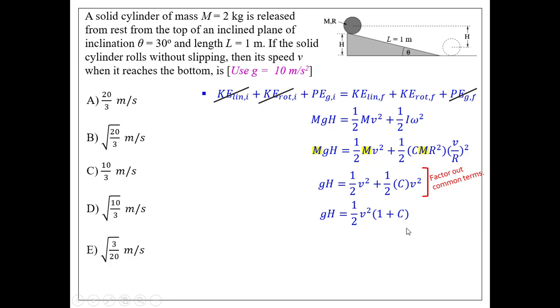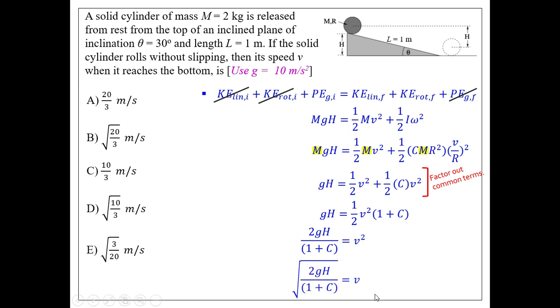So that's just a single term inside of a parentheses. Okay. All right, so multiply both sides by 2, divide both sides by 1 plus C altogether. All right, so therefore, I'm just going to go ahead and have this general expression, but this is V square. So to get V by itself, square root both sides.